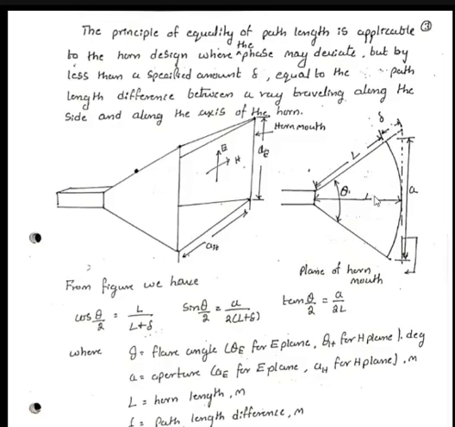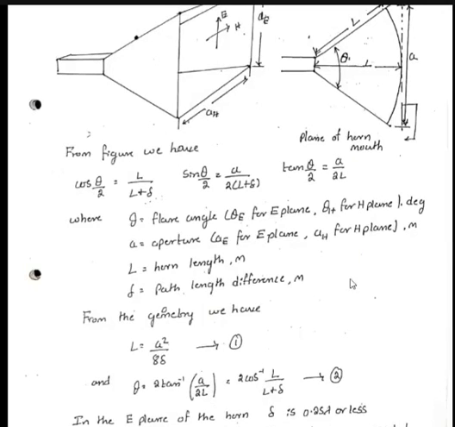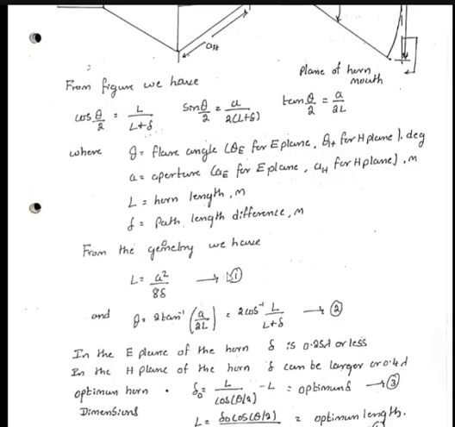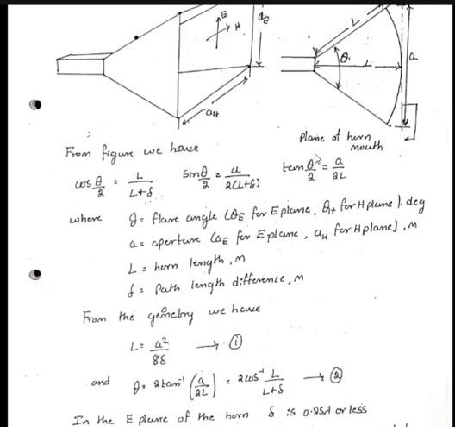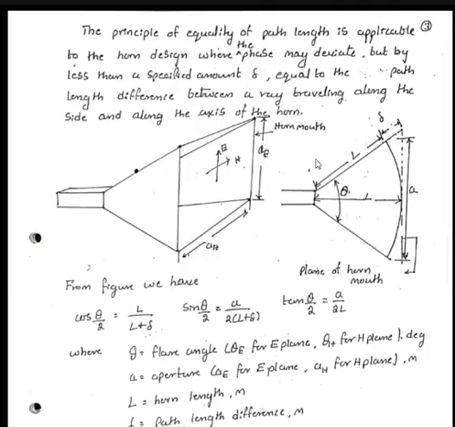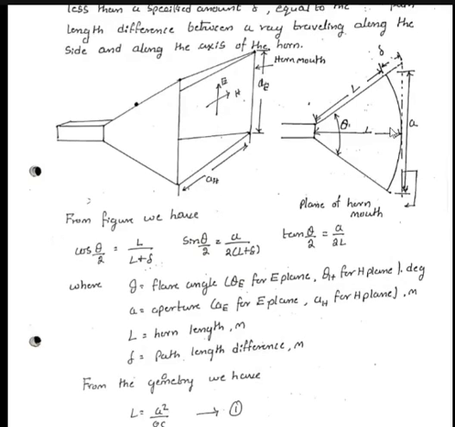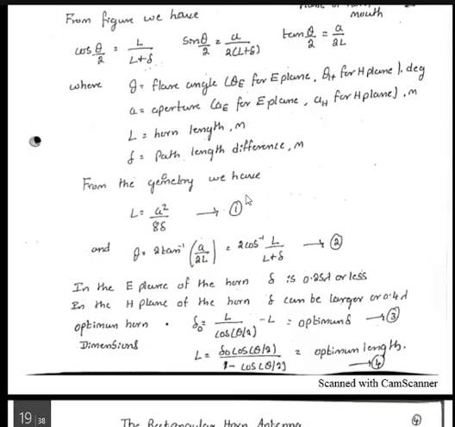Now, from the geometry, we have L equal to A square divided by 8 delta, right? If we want to find the length, it can be found out from the aperture, A into A, divided by the constant term 8 into the path length difference. Delta is the path length difference. If we have the path length difference and the value of A, we are able to find the horn length. That is equation number 1.